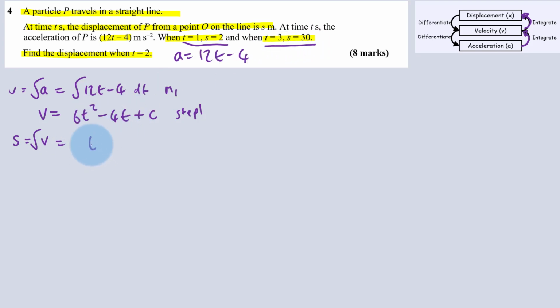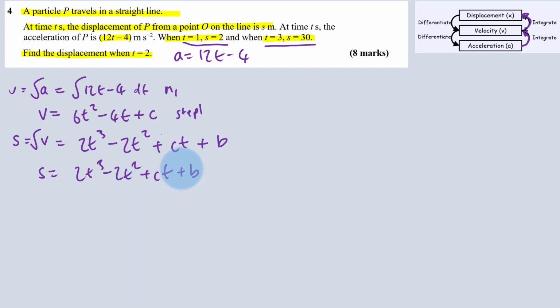So increase the power by 1, t cubed, divided by the new power, well 6 divided by 3 is going to be 2. Increase the power by 1, that's t squared, minus 4 divided by 2 is 2. We know that's going to give us ct. Now we're going to get a new constant, and we've got to label it something else, any letter, so plus b, plus d, whatever. I'm just going to call it b. Okay, so we have this nice formula here, plus b. So that gives us another method mark.